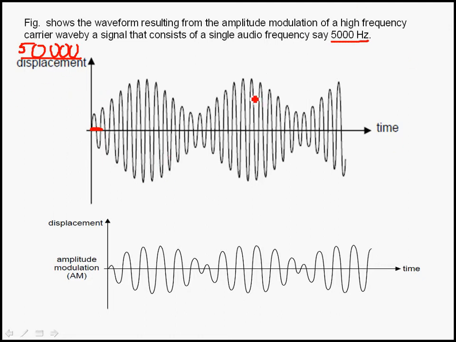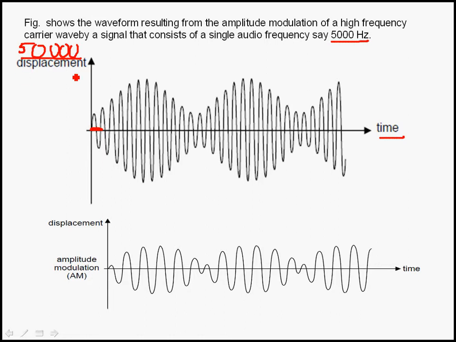Let's change this graph into a different domain. Let's change the time domain to a frequency domain. So rather than drawing it as displacement versus time, we want to draw it in terms of amplitude versus frequency. I think we have done this before.